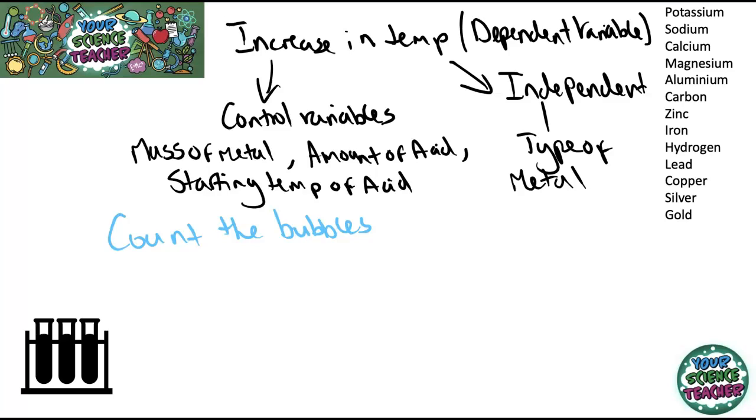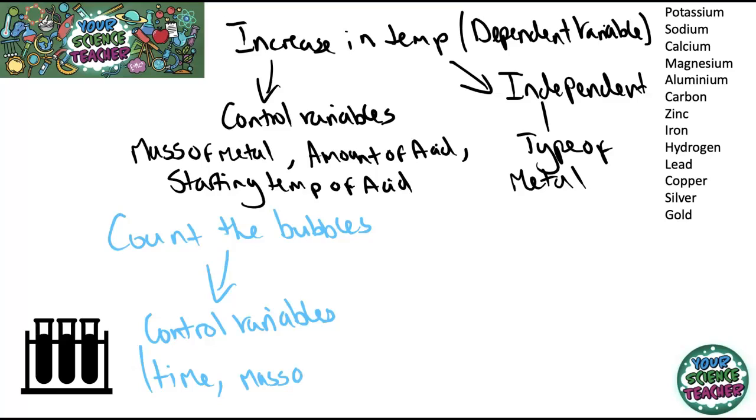So what would I have to keep the same with this one? Well, I'm going to have to keep the time the same, aren't I? I'm going to have to always use the same amount of time, like count the bubbles in 3 minutes or something like that. I'm also going to have to keep the same, my mass of metal, just like last time, and my volume of acid.